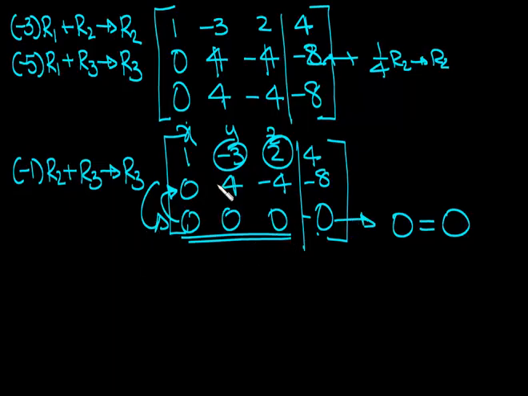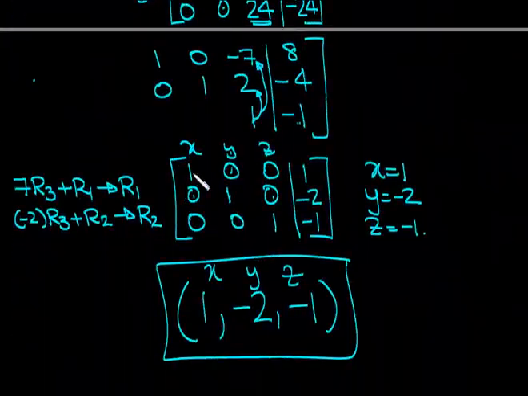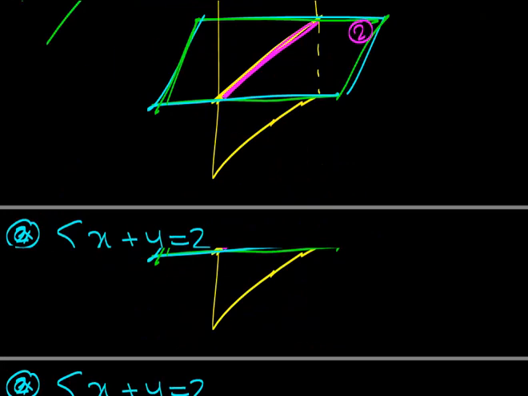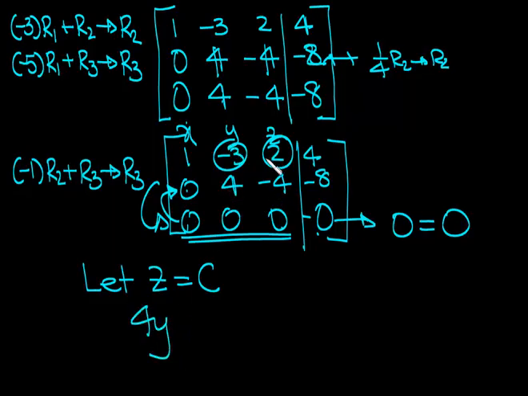This last row, if you remember in the previous example, we used the first row to give us x, the second row gave us y, the third row gave us z. Since I have nothing in the third row here, there's no way to calculate z. So I can let z equal a constant, since I cannot find it. What is the second row telling me then? I have 0x. How many y's do I have? 4y. So I have 4y minus 4z is equal to negative 8. That's what the second row is telling me. Is that okay?